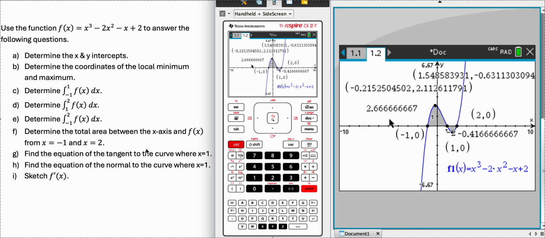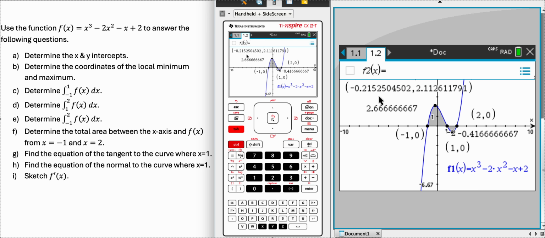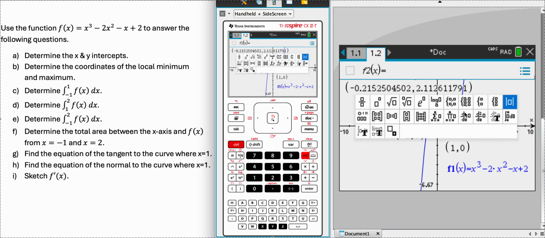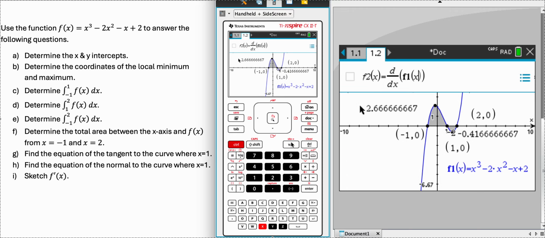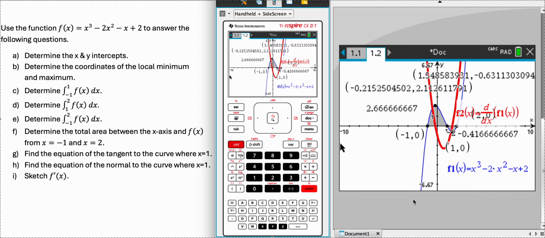And to sketch f prime of x, to just finish this off very simply, all we have to do is go to this function here. We can take the derivative directly from the calculator by d by dx, and then var f1 of x. And you can see it does it for you. So there it is. So we can sketch it, we can find the x-intercept, we can find the minimum, and that's it. We'll all be finished with that.